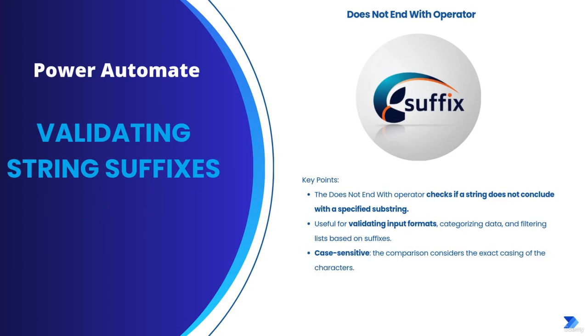Does not end with definition. The does not end with operator checks if a string does not conclude with a specified substring. This operator is useful for validating input formats, categorizing data, and filtering lists based on suffixes. It is case-sensitive, meaning that the comparison considers the exact casing of the characters.